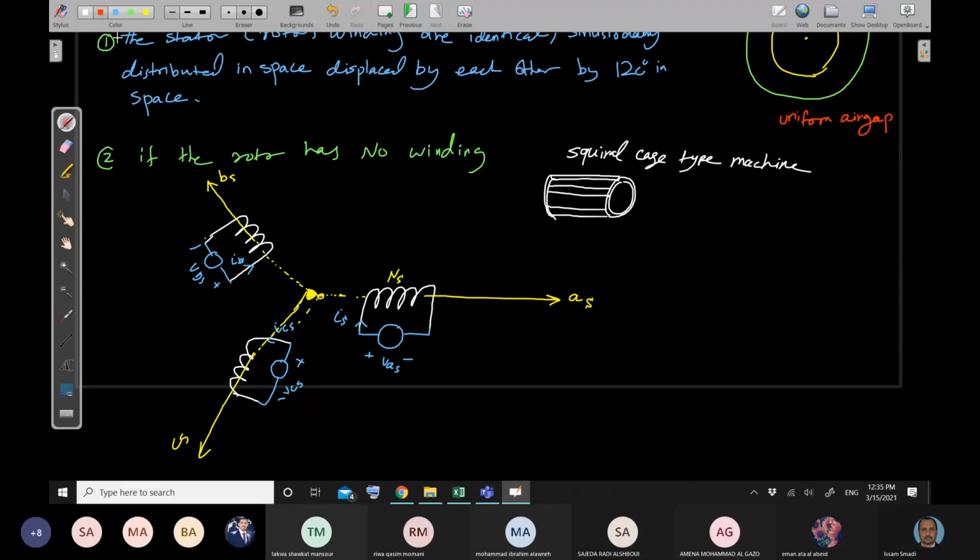Now, the rotor, even if I'm having a wound type or squirrel cage, equivalently, I can plot a three-phase symmetrical winding displaced by each other by 120 degrees in space. So without loss of generality, whatever the rotor type, I can assume three windings, and let's assume that this is the axis for the AR, the BR, and the CR.